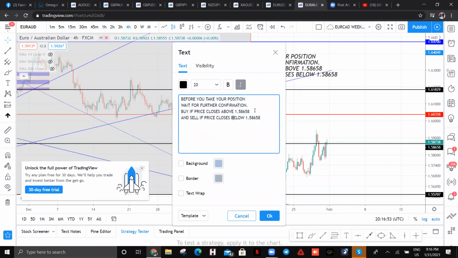If the price closes above this, buy to what? Let me put it like this. Buy to 1.60350. So let's leave it that way. But if it closes below, if price closes below this pivot level of 1 day, then you sell to 1.55800.